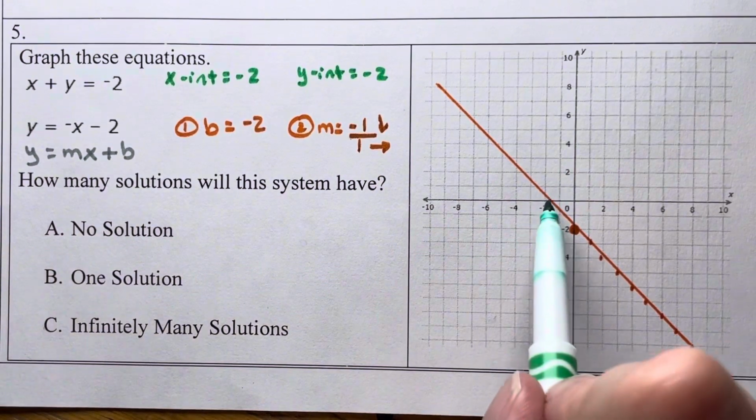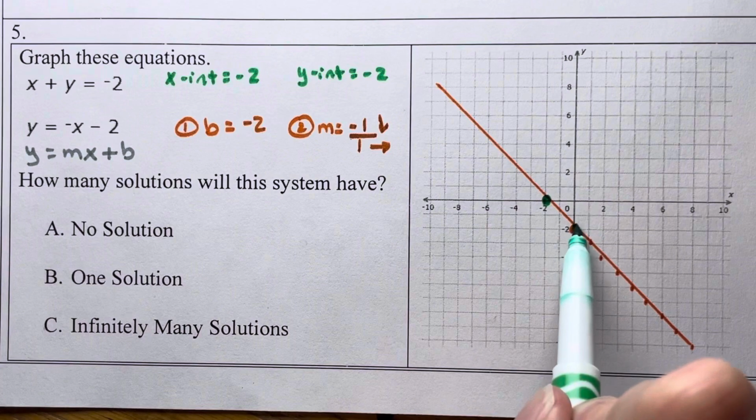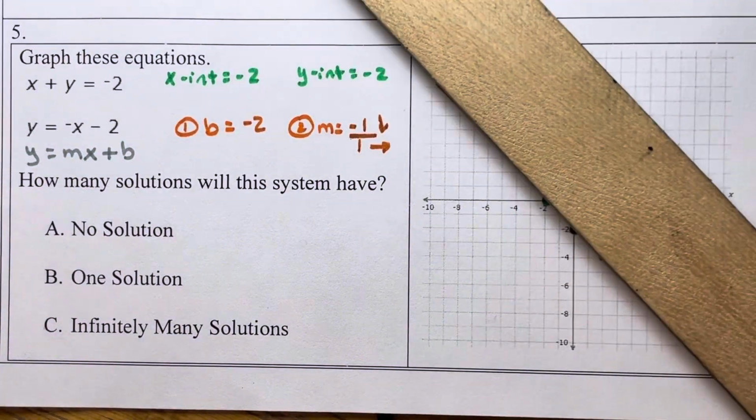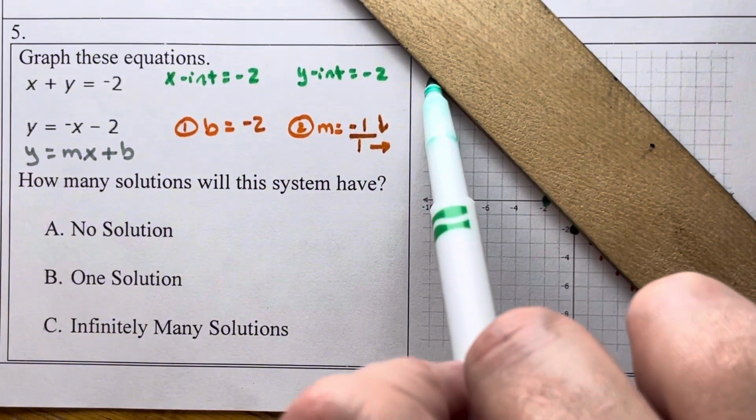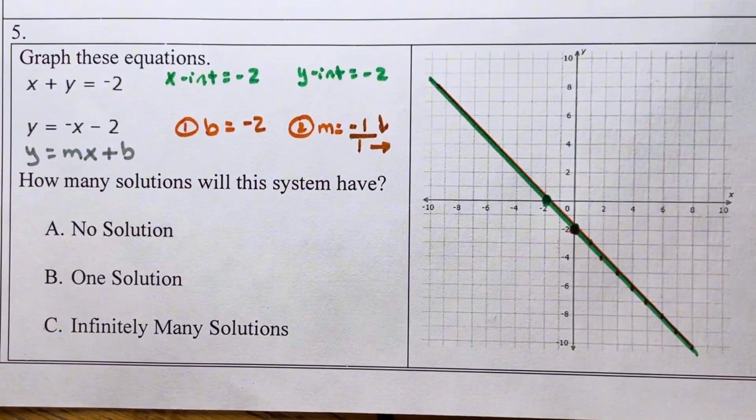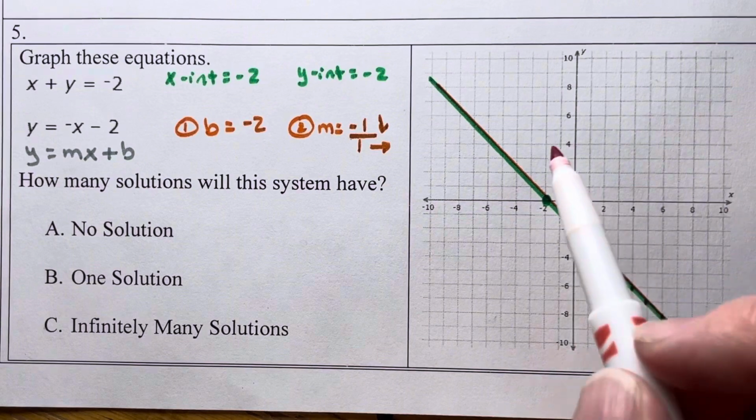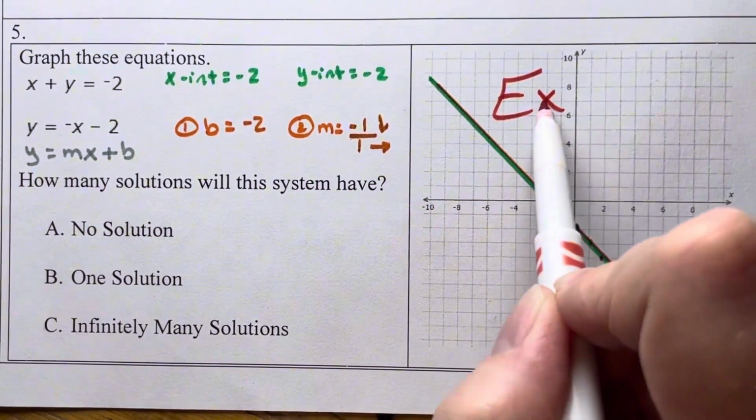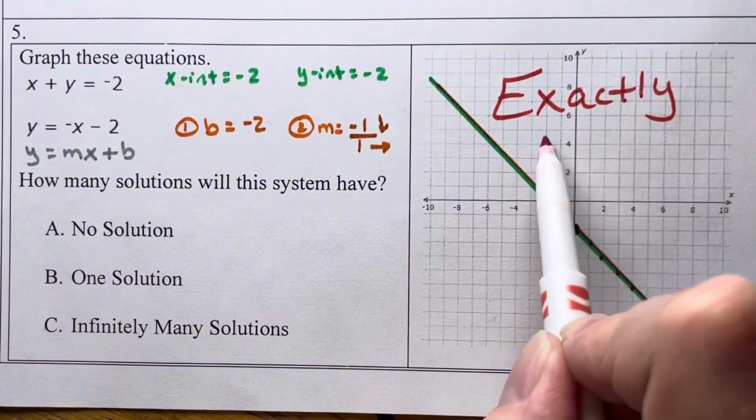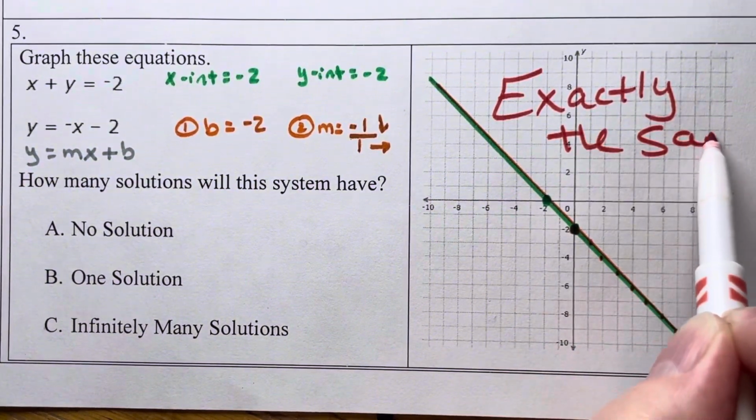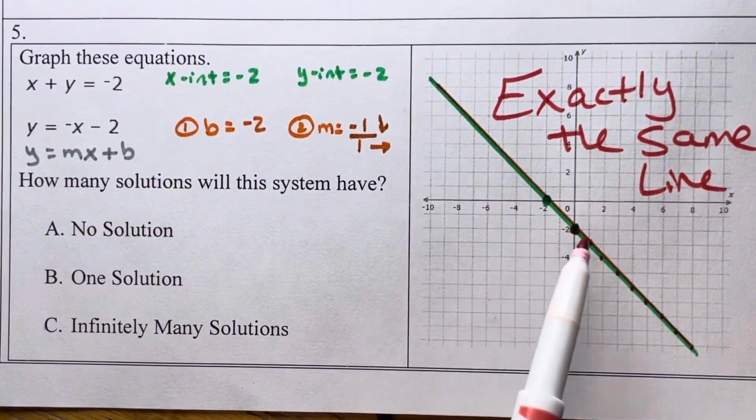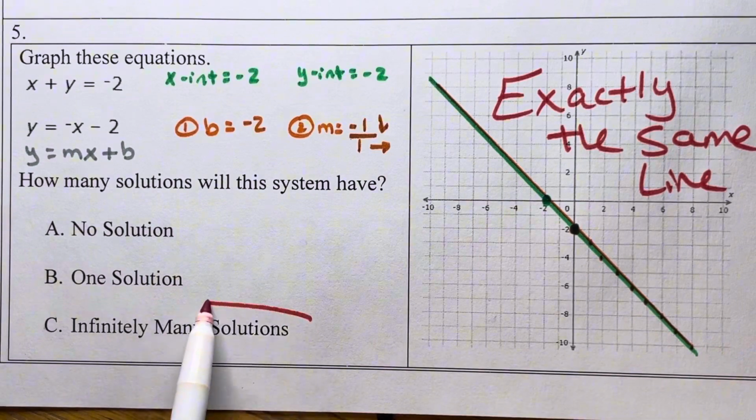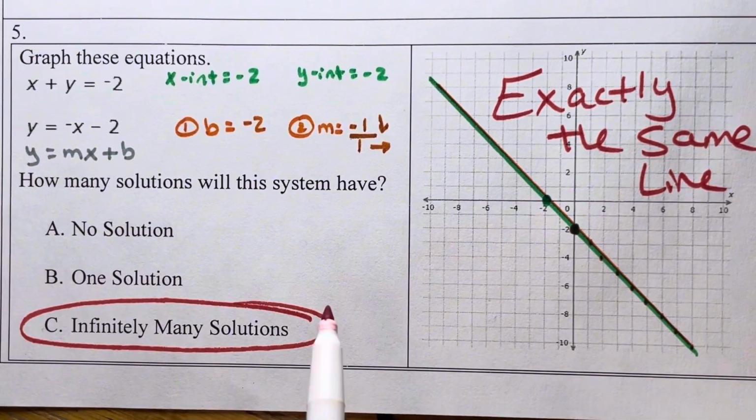So let's go place these. Here's my x-intercept. Here's my y-intercept. And hey, these are the exact same points that we used in our first equation. So again, we have an example of overlapping lines because they are exactly the same line. Which means that because they overlap everywhere, we are going to have infinitely many solutions. And there you go.